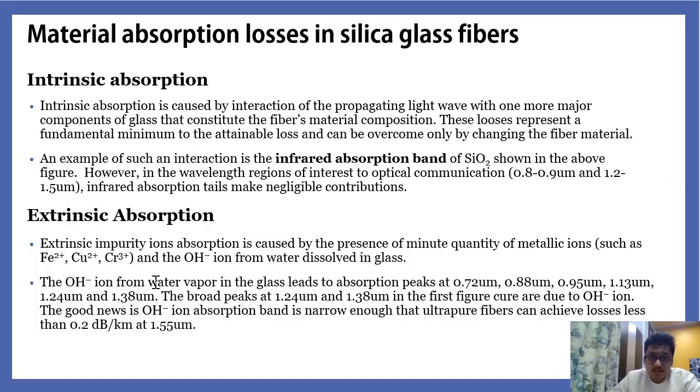The OH- ion from water vapor in the glass leads to absorption peaks at 0.72 micrometers, etc. The broad peaks at 1.24 and 1.38 micrometers in the first curve are due to the OH- ions. The good news is that the OH- ion absorption band is narrow enough that ultra-pure fibers can achieve losses less than 0.2 decibels at 1.55 micrometers.